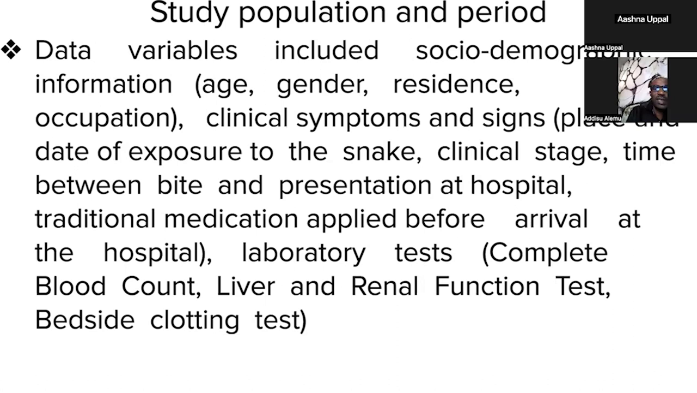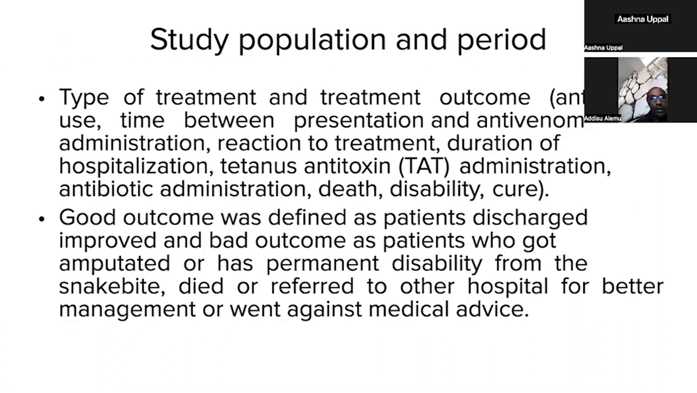Data variables included sociodemographic information: age, gender, residence, occupation, and clinical symptoms. It is place and date of exposure to snake, clinical stages, time between bite and presentation at hospital, traditional medication applied before arrival at the hospital, laboratory tests, complete blood count, liver and renal function tests, and bedside clotting. The sociodemographic, clinical and medical laboratory variables are the variables of this study.